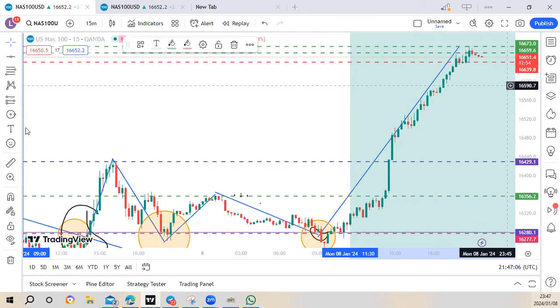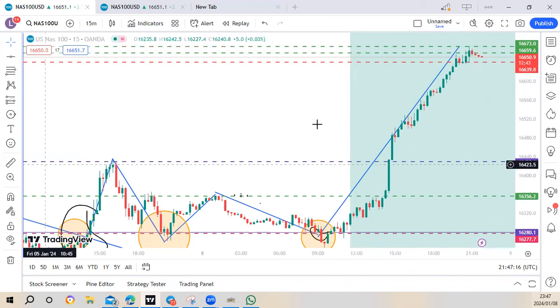The part where I don't want to see the market coming to is this part on the 15 minutes time frame. So now I will highlight that part. I don't want you. I want this one.